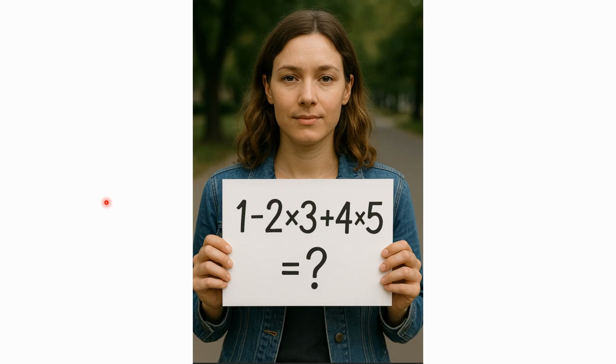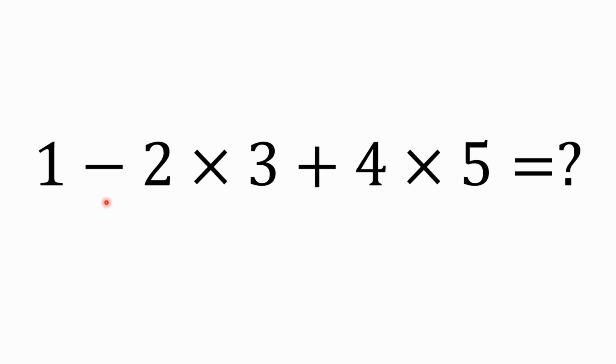Hello, we have a mixed operations problem again for you today. It mixes multiplication and addition and subtraction. Thus, it's a mixed operations problem. So the problem we've got before you today is 1 minus 2 times 3 plus 4 times 5. All right, 1 minus 2 times 3 plus 4 times 5.